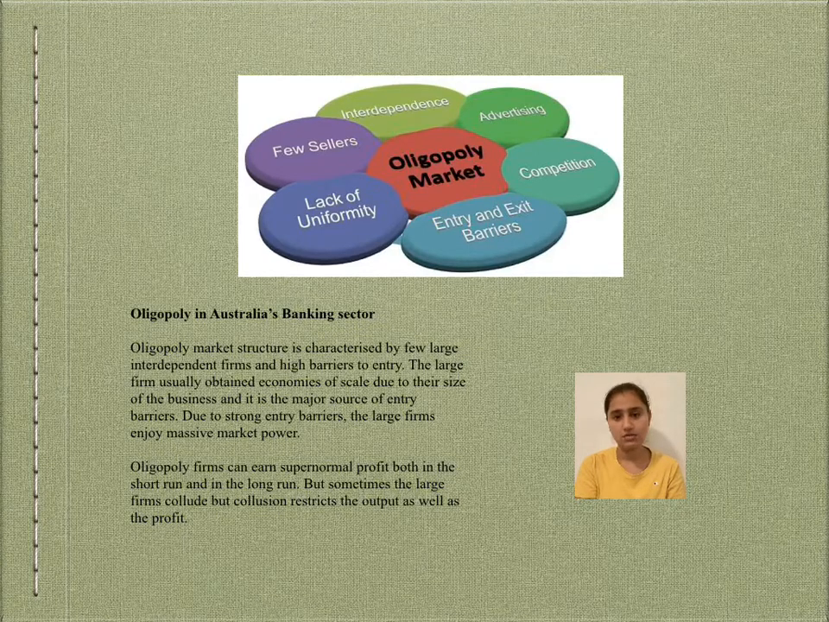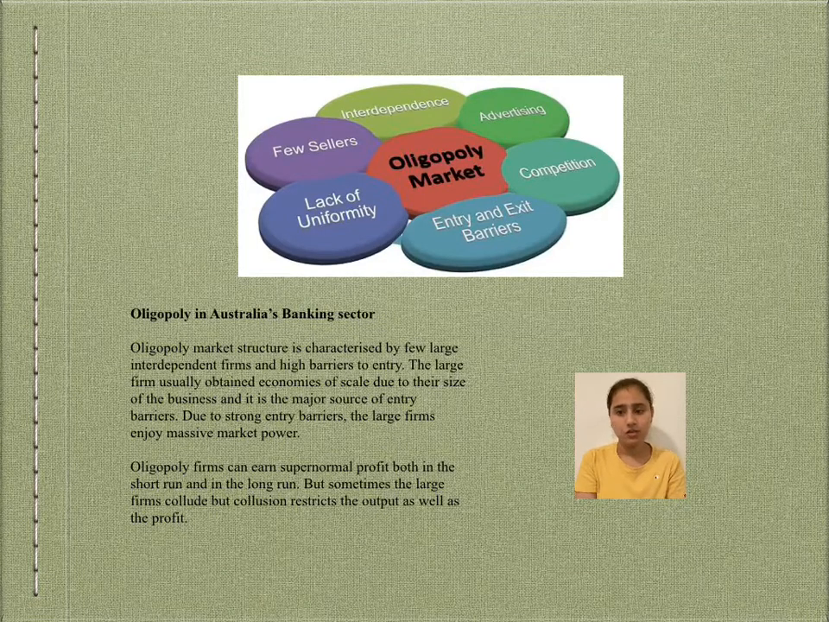The large firms usually obtain economies of scale due to the size of the business, which is a major source of the entry barriers. Due to the strong entry barriers, large firms enjoy massive market power and the products may be homogeneous or differentiated. So the market may have non-price competition in the oligopoly market structure. Oligopoly firms can earn supernormal profit in both the short and the long run, but sometimes the large firms collude, though collusion restricts the output as well as the profit.